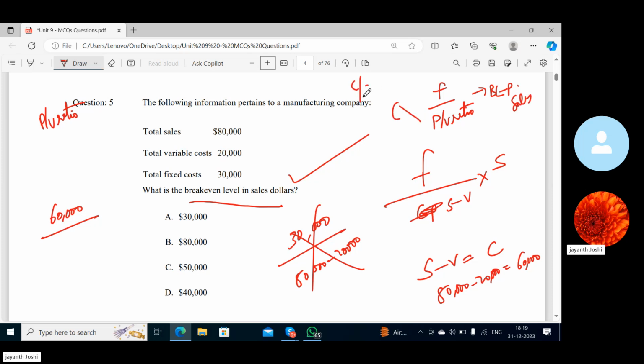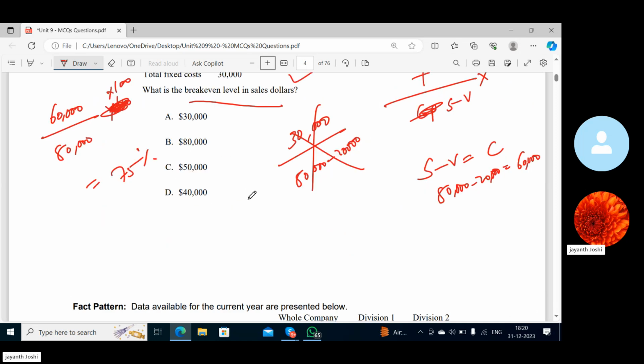PV ratio is nothing but contribution by sales into 100, right? So contribution is sales minus variable cost. Sales is 80,000, minus variable cost 20,000 is 60,000, by sales 80,000, into 100. Can you tell me what that is? 75. Okay, we will not take it in percentage. 75%, right? Yes.